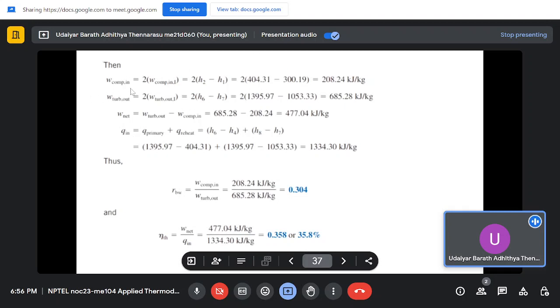So Q in. Previously, as I told, for compressor work, if you can find the enthalpy, you can directly calculate it, or the other way of doing it is to use the isentropic formula, which is gamma R into T2 minus T1 by gamma minus 1. That is one way, or you can find it using the enthalpy values.